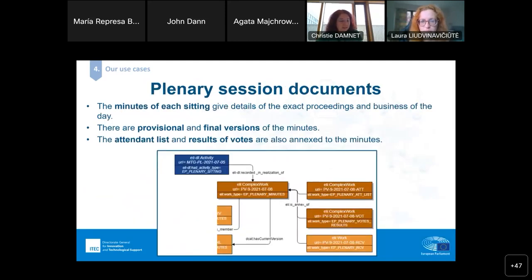One last example would be about the plenary session document. As I just said, the minutes of the sittings give the detail of the exact proceedings. But then we reuse the 14 points of the agendas to link with what really happened. The same with the versions of the different votes and the attendance list. So that was for the Parliament.